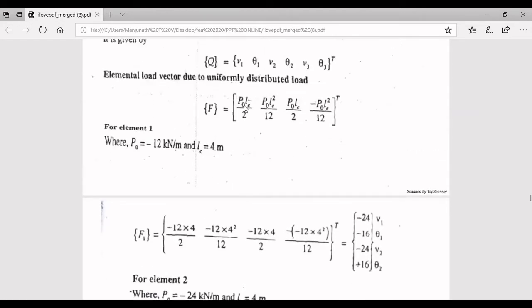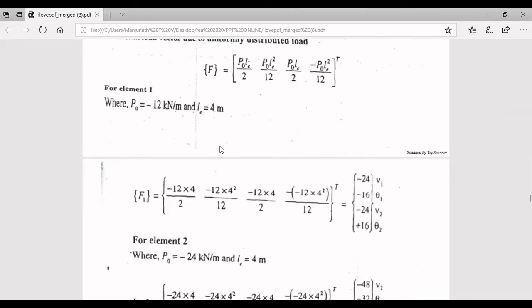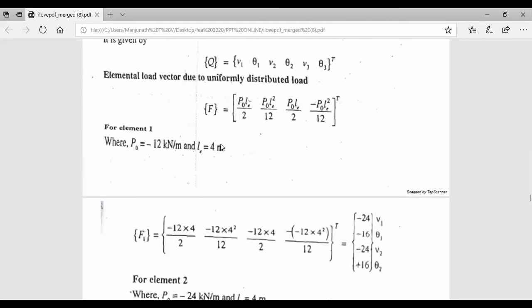Now substitute the P naught value as minus 12 and also the LE value for the first element, because on both elements UDL load is acting, so we need to obtain the values at node 1 and node 2. Just substitute P naught as minus 12 and LE as 4, so the first term gives minus 12 into 4 by 2. Similarly minus 12 into 4 square divided by 12, minus 12 into 4 divided by 2, then the formula also has a minus, so it becomes plus 12 into 4 square divided by 12. This is the overall values.